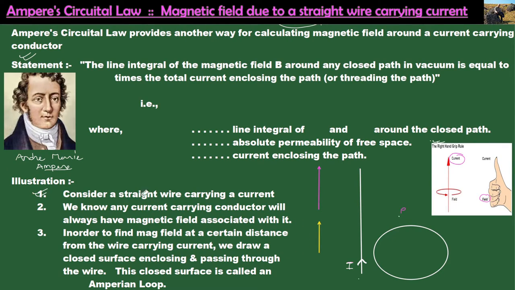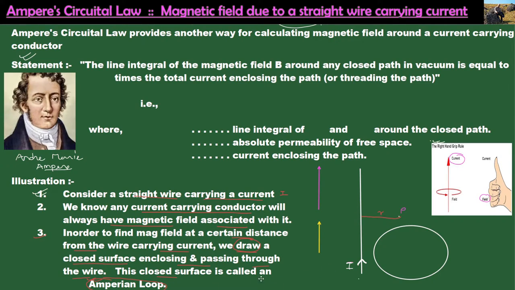So the first point is that we have to consider a conductor which carries a current I. We know that a current carrying conductor will always have a magnetic field associated with it. Then, in order to find the magnetic field at a certain distance, let that distance be r, from the wire carrying this current, we have to draw a closed surface enclosing and passing through that wire. That closed surface is what we define as our Amperean loop.